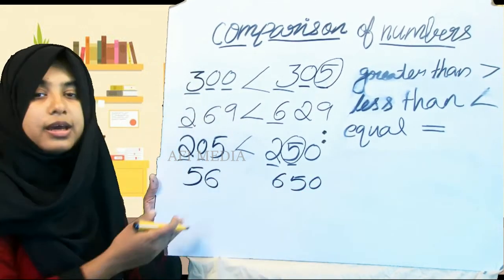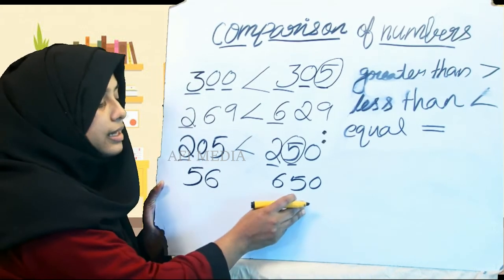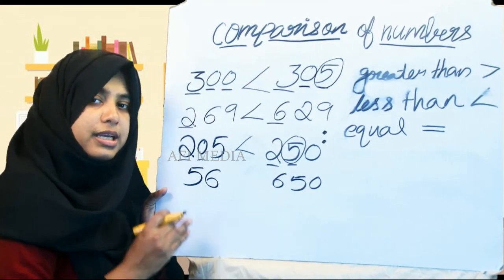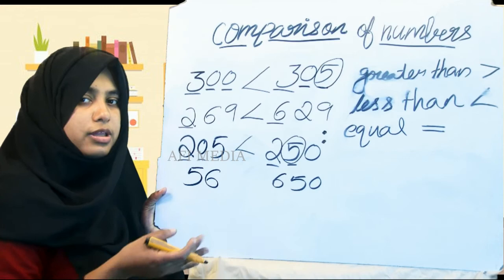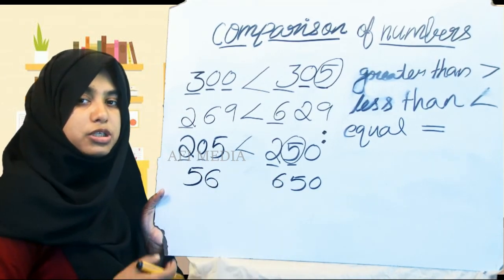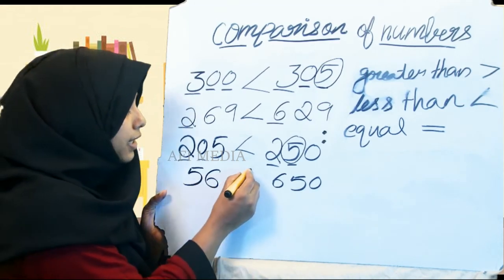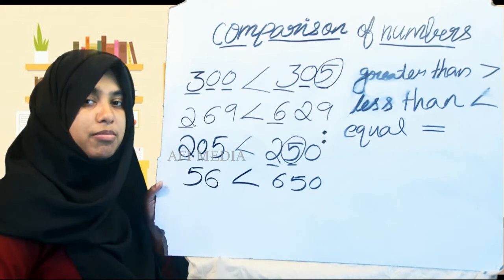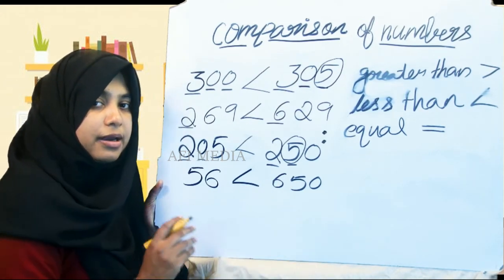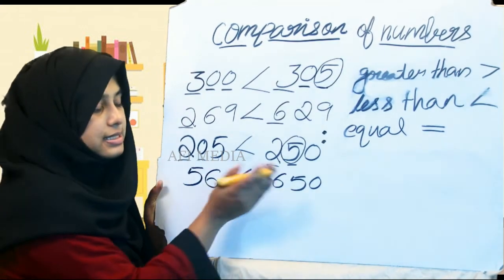Let's check another number. Here I write 56, and here 650. Here is a 2-digit number and here 650. How can we understand which is greater? It is very easy, because here there is only a 2-digit number and here a 3-digit number. Which is greater, 2 digits or 3 digits? Yes, 3 digits. So we draw the symbol toward 650. 650 is greater, and 56 is only a 2-digit number, so it is less than 650.